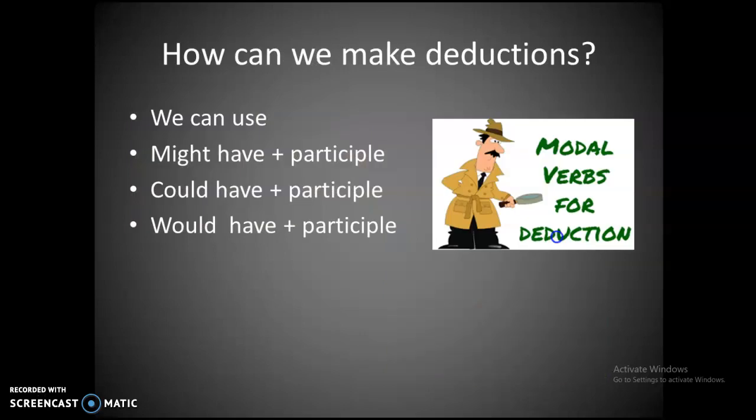How can we make deductions? In order to make deductions, we use modal verbs. What are the modal verbs? Might, could, and would. We're going to add the verb have. Also, we're going to add past participle.